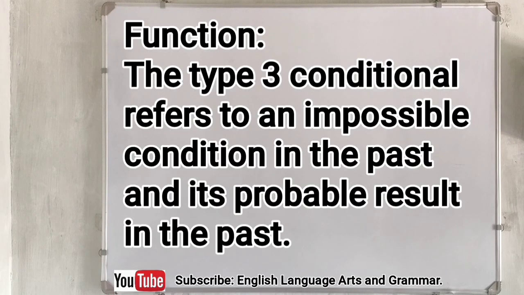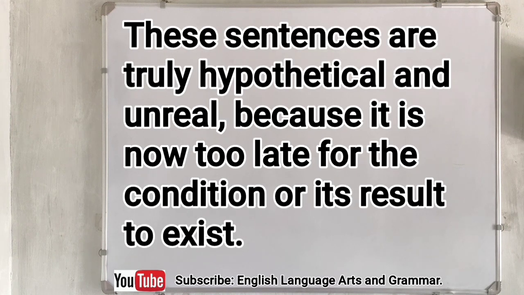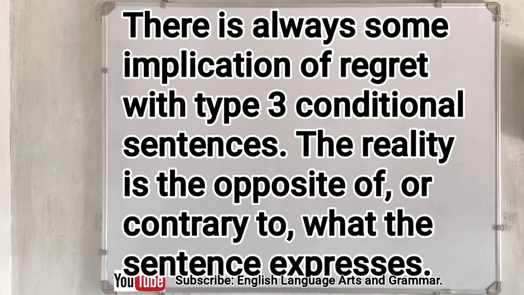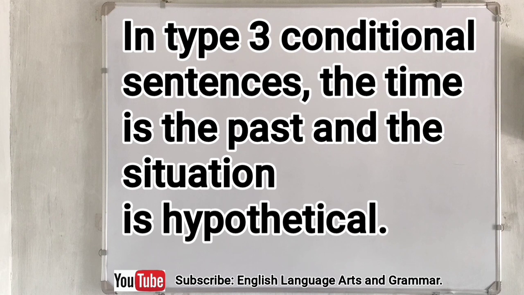Function. The type 3 conditional refers to an impossible condition in the past and its probable result in the past. These sentences are truly hypothetical and unreal because it is now too late for the condition or its result to exist. There is always some implication of regret with type 3 conditional sentences. The reality is the opposite of or contrary to what the sentence expresses. In type 3 conditional sentences, the time is the past and the situation is hypothetical.